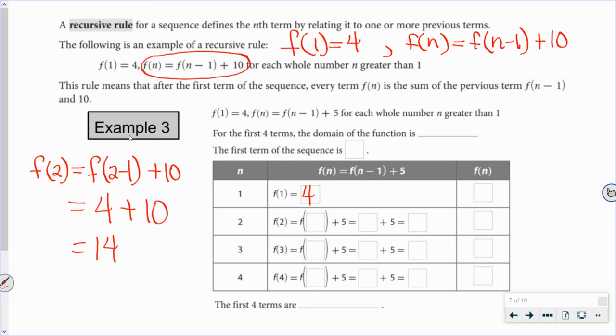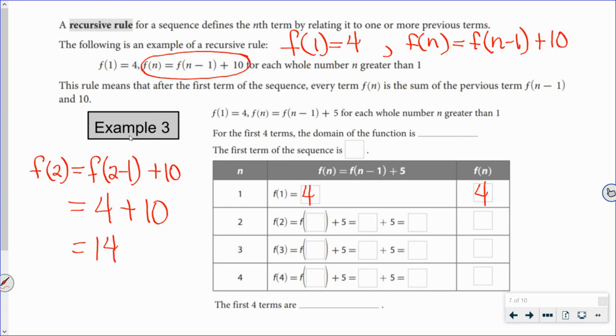If I wanted the 20th term using the recursive rule, I've got to do what Shaylin was saying, and I have to know what the 19th term is before I can find the 20th term. That's why I don't like the recursive rule. I like the explicit rule so much better. That's just my own personal preference.